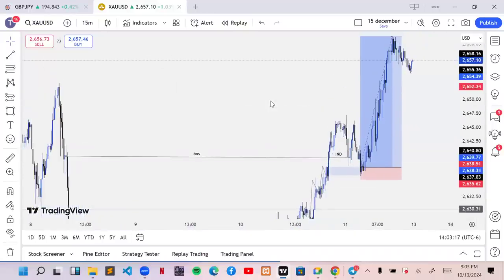So this is the structure part of the strategy. The break of structure is now the market structure part of the strategy. So I'll mark that as market structure.